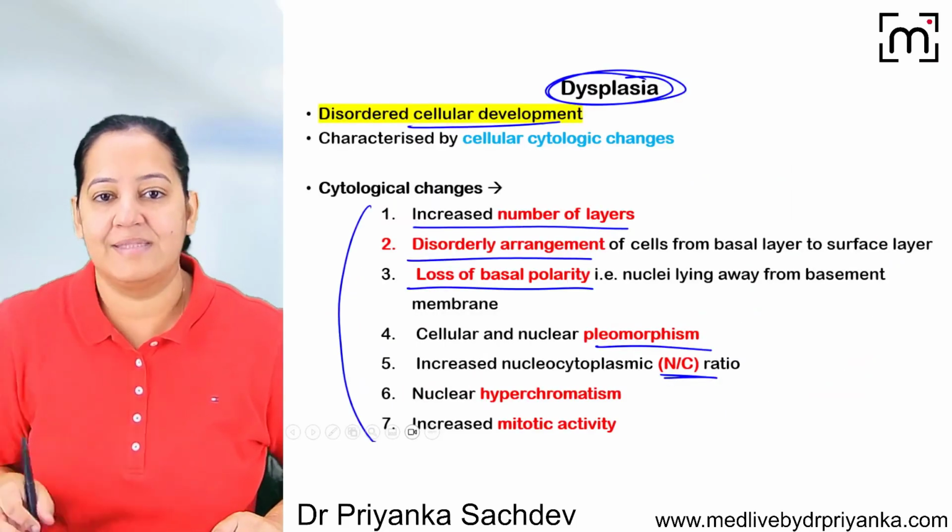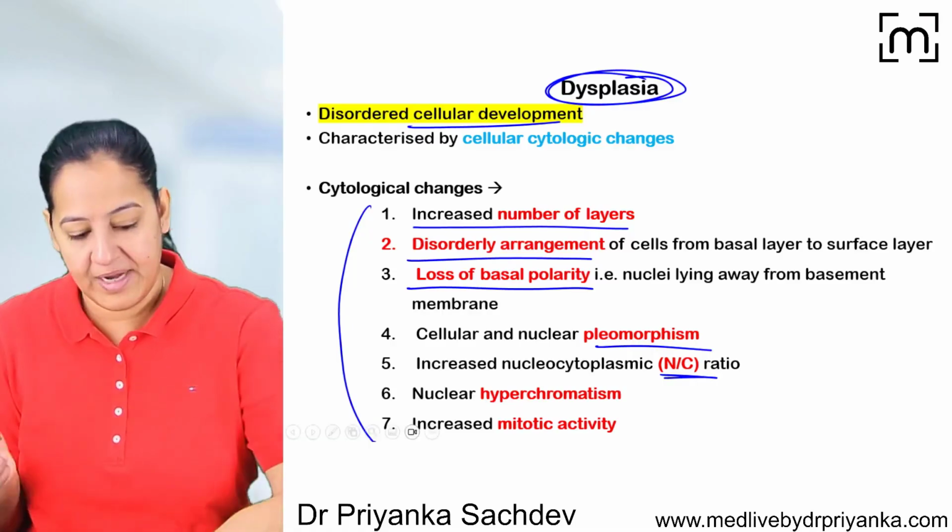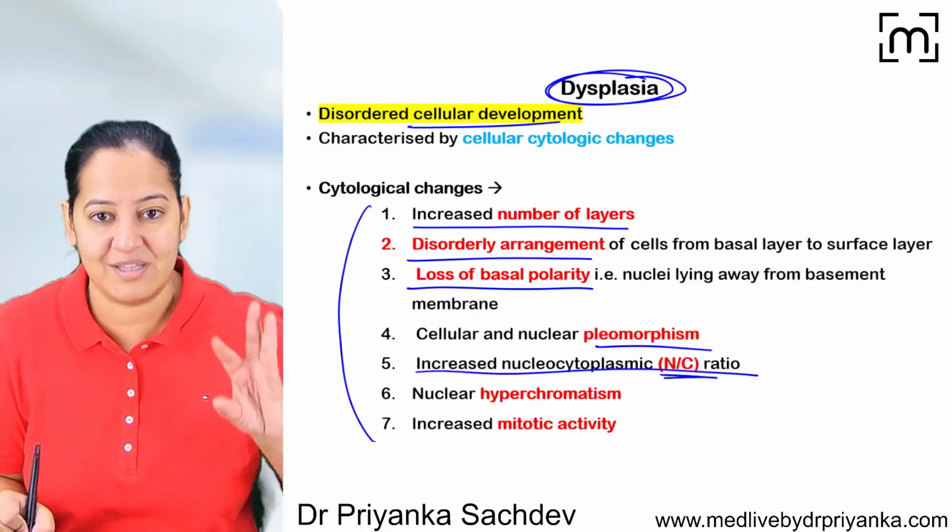Okay, so that is NC ratio. Here NC ratio is more. In dysplasia, the NC ratio is increased. That is the fifth change.